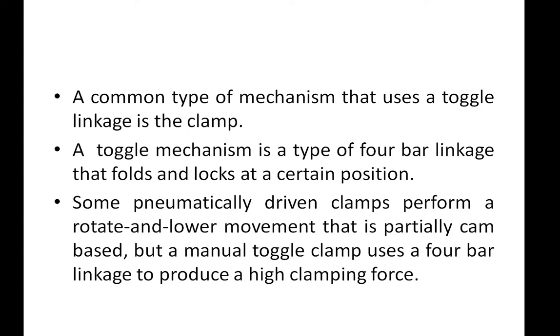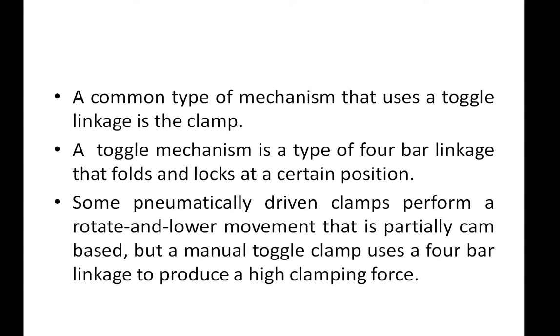Sometimes this toggle mechanism, or clamp as it is also called, is a pneumatically driven clamp, or a toggle mechanism, a type of 4-bar linkage that folds and locks at a certain position. Some pneumatically driven clamps perform a rotate and lower movement that is partially cam based, but a manual toggle clamp uses a 4-bar linkage to produce a high clamping force.